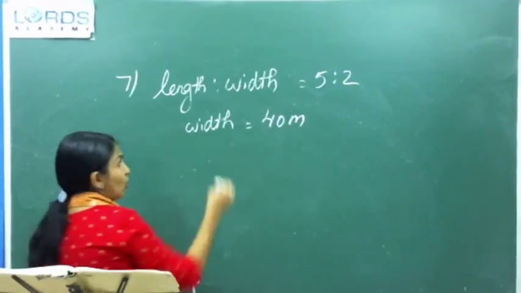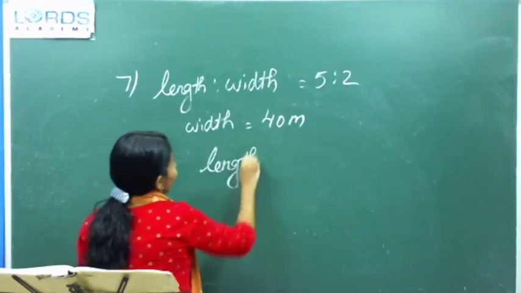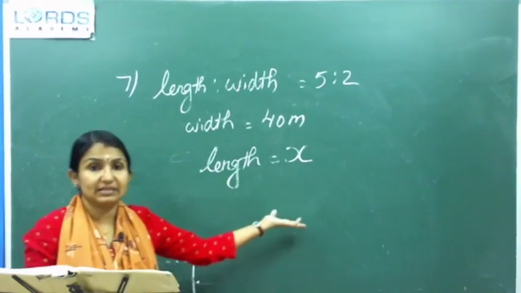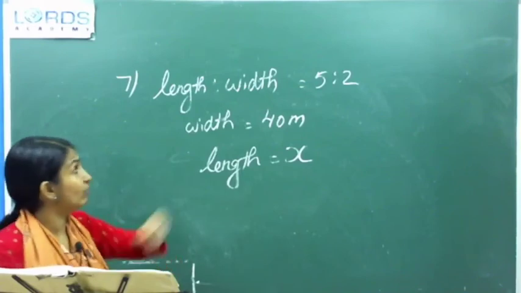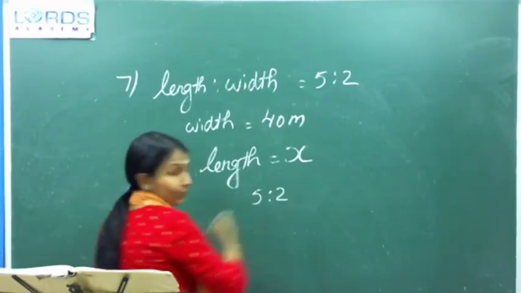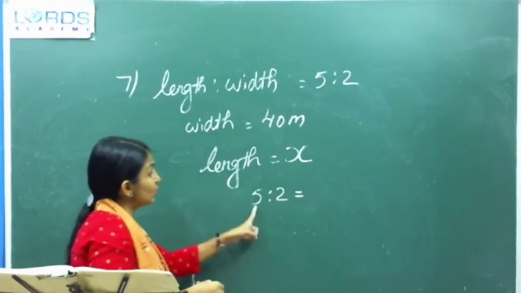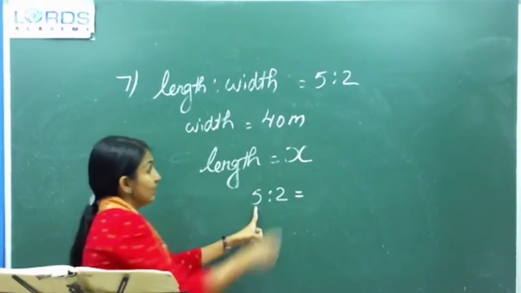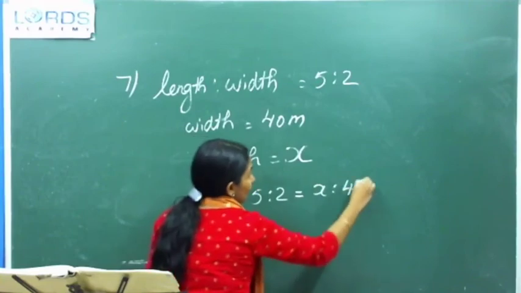We want to find out what? We want to find out length. Let us assume this length as x. We don't know what is length, so we just wrote it as x. So now let us write these in the form of proportion. Length is to width, that is 5:2, equals, first we should write length, and next one is width. What is length here? It is x. So x is to 40.